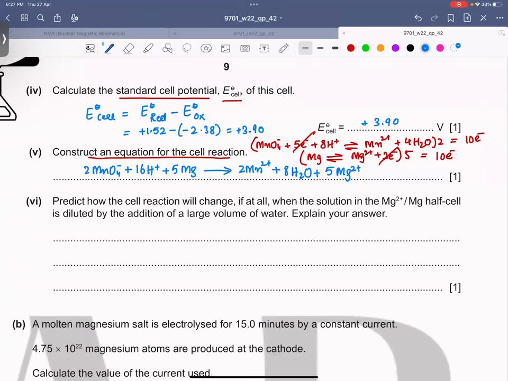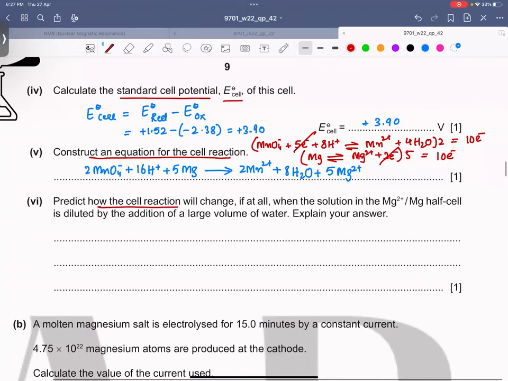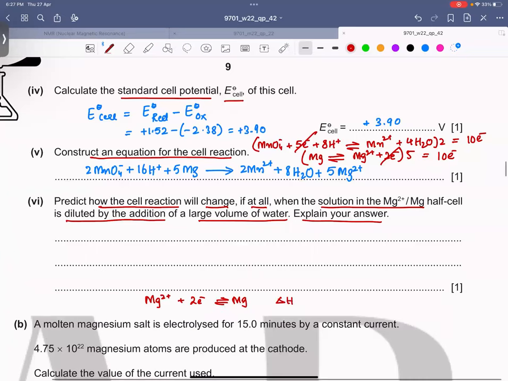Okay. Now, predict how the cell reaction will change, if at all, when the solution of the magnesium ion half cell is diluted by the addition of a large volume of water. Explain your answer. So, for this, let me write the equation in terms of reduction again: magnesium 2 positive ions gaining 2 electrons forming magnesium. And its E naught value is minus 2.38, right? So if I add the water, because it's an aqueous ion, the concentration of these magnesium ions is going to decrease, right?